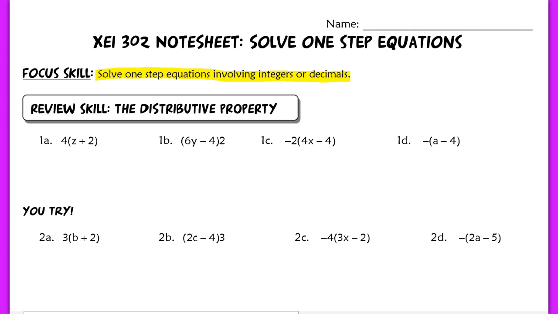So I'm going to begin here actually with some review. We're going to start with the distributive property. Now this is something that I'm sure you've practiced before, but let's just go through and make sure that we have all of these skills down so that when we get to some of these equations, it will be a pretty easy transition for us.